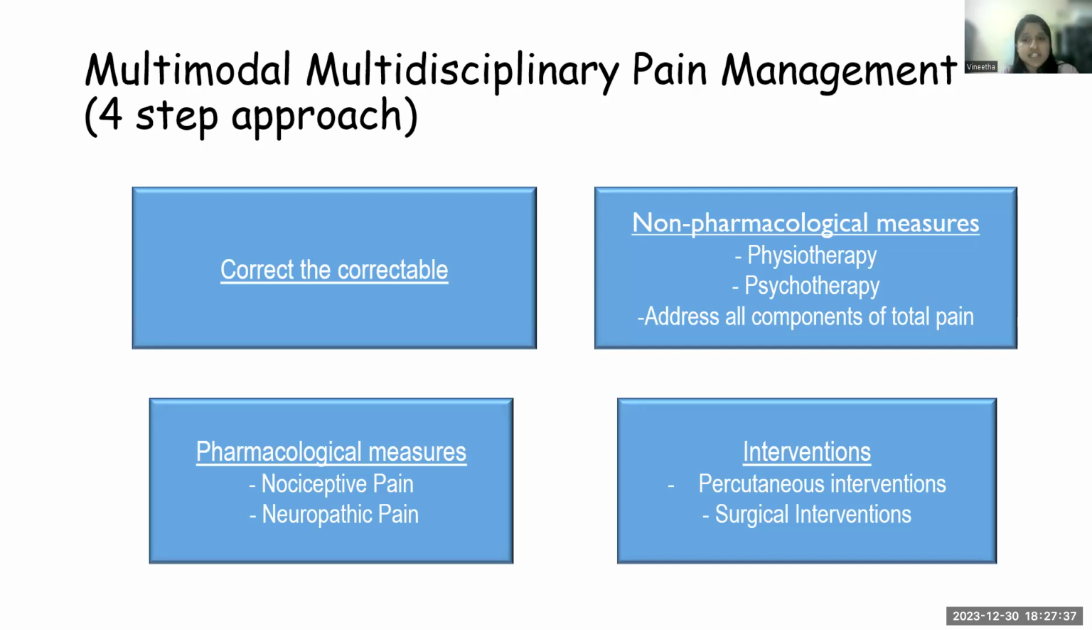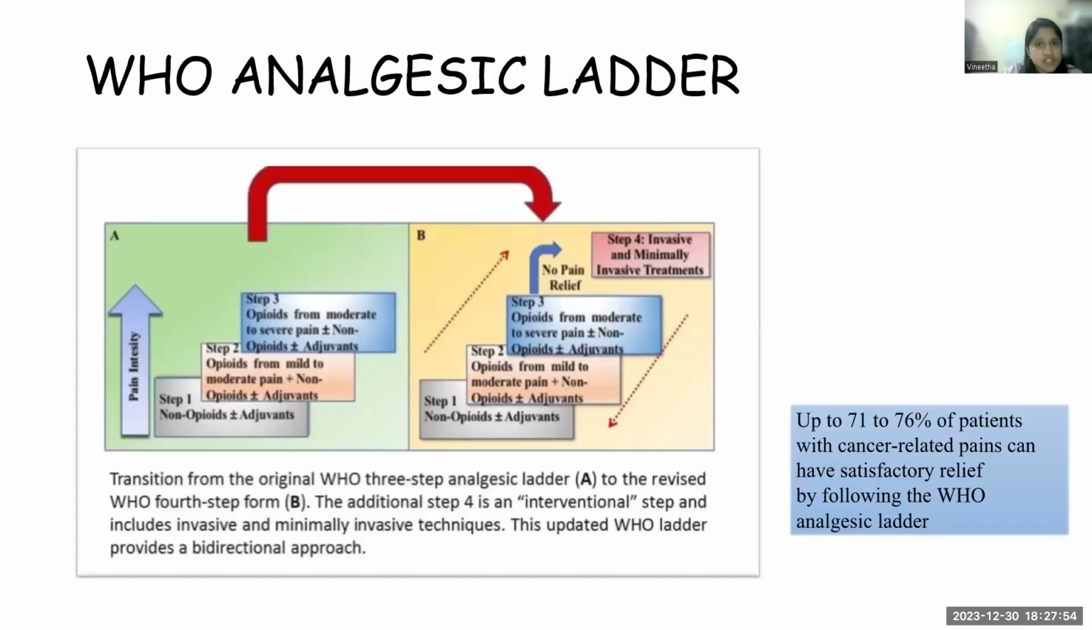Then non-pharmacological measures like physiotherapy, psychotherapy, and other components of total pain. Then we have the pharmacological measures, depending on whether it is nociceptive pain or neuropathic pain. And then we have interventions, which can be percutaneous or surgical interventions. Coming to the pharmacological measures, we all know the WHO analgesic ladder. Earlier it was a 3-step ladder formulated in 1986; later a 4th step including interventions was added, and WHO also made it bi-directional.